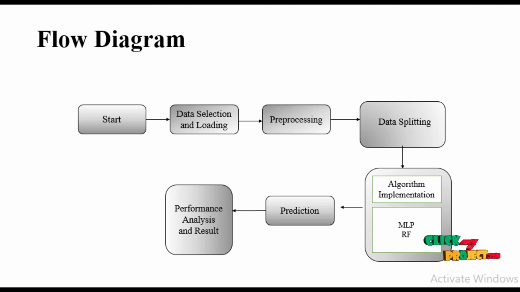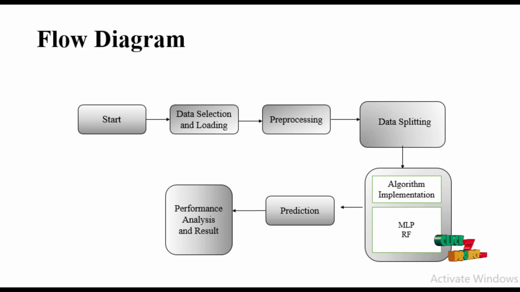Initially we are going to load a data set, which we collected from the Kaggle website. After selecting a data set, we are going to load it into the pre-processing step. Pre-processing is nothing but removing null values and replacing those null values with a 0, or we can also remove the irrelevant data.